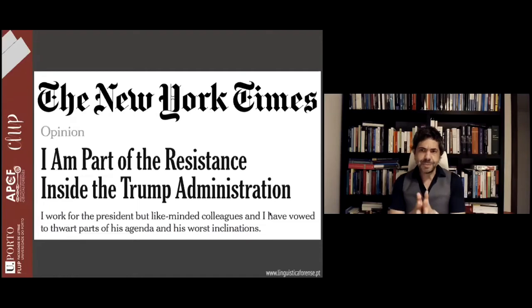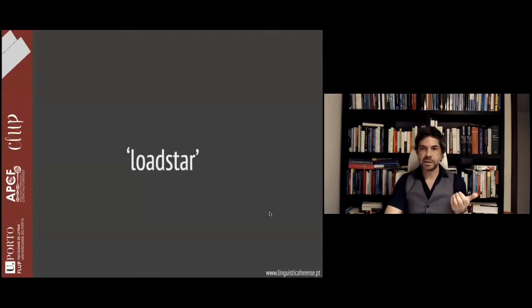And immediately people tried to look at this from a forensic linguistics perspective, from an authorship analysis perspective, trying to find out who may have written this op-ed. And there was a guess that the text was actually written by the Vice President, Mike Pence. And this was based on a single assumption. That is because the op-ed used quite a rare word, which was lodestar. The problem is, when we do authorship analysis, we can't base our findings on a single marker.